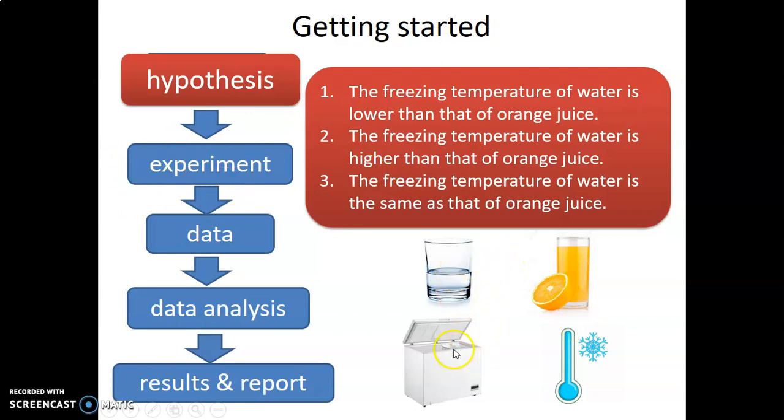You freeze water at different temperatures. You freeze orange juice at different temperatures, and then you compare, right? But before you do that, you have a hypothesis. You can choose one hypothesis, or you can have several, and then in the end, when you get the data, you see if it's true or not. Of course, when you choose a hypothesis, you don't know at this point if it's true or not, right? That's why you conduct an experiment.